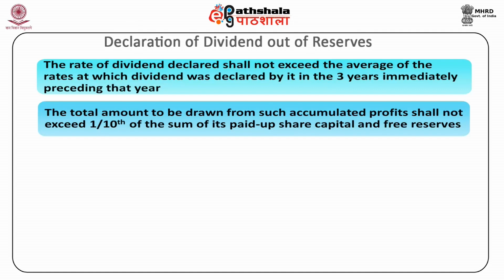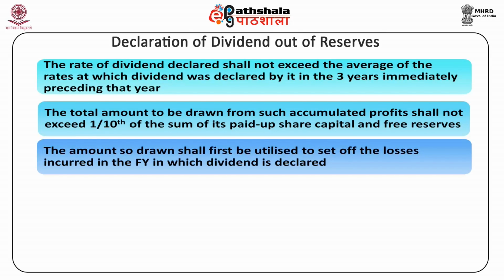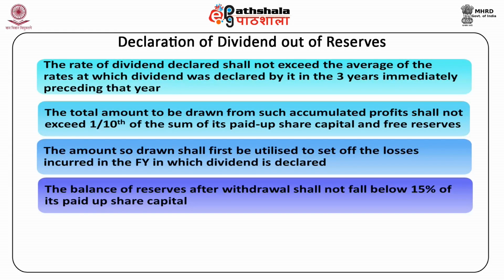Second, the total amount to be drawn from such accumulated profits shall not exceed 1/10 of the sum of its paid-up share capital and free reserves as appearing in the latest audited financial statement. Third, the amount so drawn shall first be utilized to set off the losses incurred in the financial year in which dividend is declared before any dividend in respect of equity shares is declared. Fourth, the balance of reserves after such withdrawal shall not fall below 15% of its paid-up share capital as appearing in the latest audited financial statement.